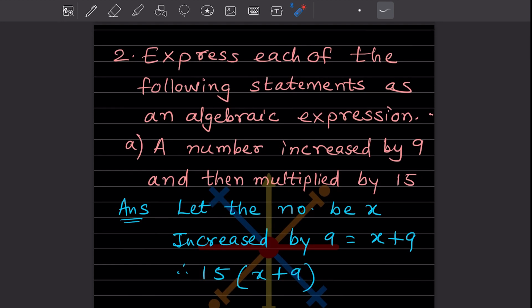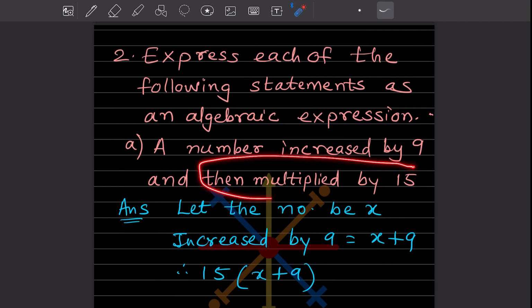Express each of the following statements as an algebraic expression. A number increased by 9 and then multiplied by 15. So we don't know what the number is, so let us write here, let the number be x. Okay. We'll go step by step. Increase by 9 means this number is increased by 9. So what will be that? Increase means addition. So this was considered the x. So increase by 9 means x plus 9.